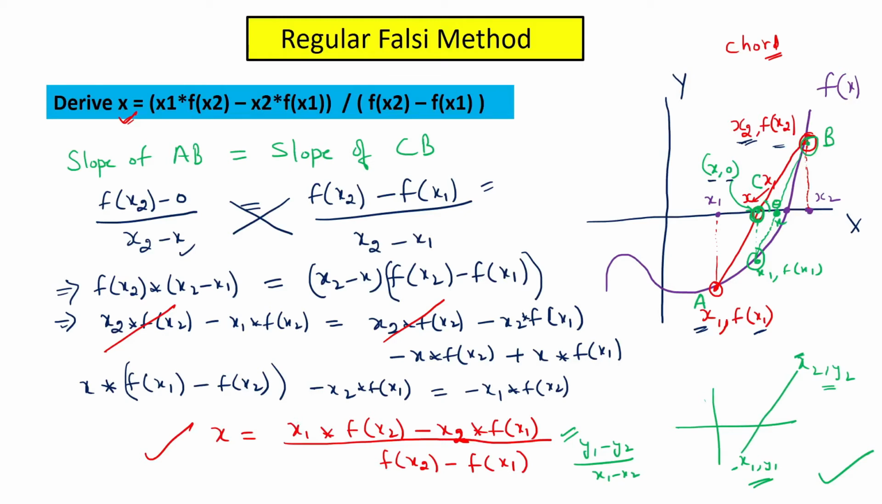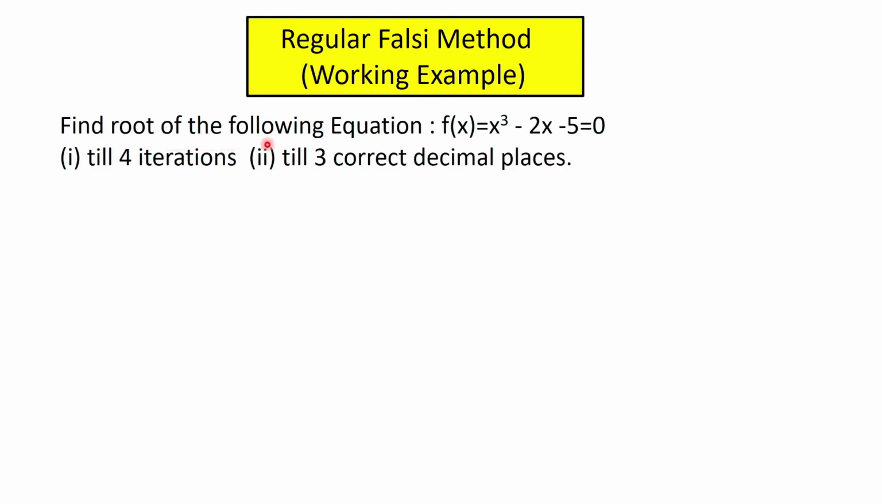Now we will take a working example or equation by using which we will see how this method is actually implemented to find the roots of a given equation. So this is our question. We have to find the root of this equation, and this equation is x cube minus 2x minus 5 equal to 0. So we have to find the roots of this equation till the 4th iteration. That means we will repeat the process of the Regula Falsi method 4 times, and whatever value of x we get in the 4th iteration will be our final value of the root for this given equation. And after that we will understand what this second part means.